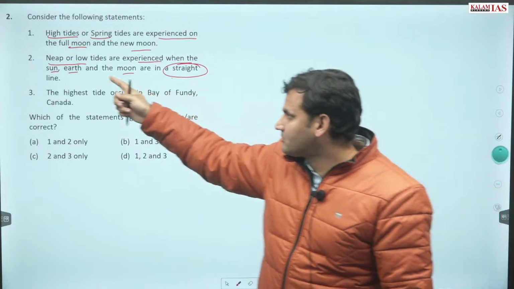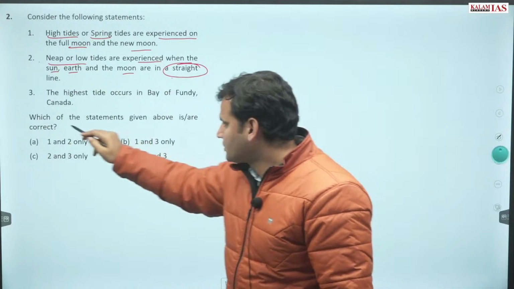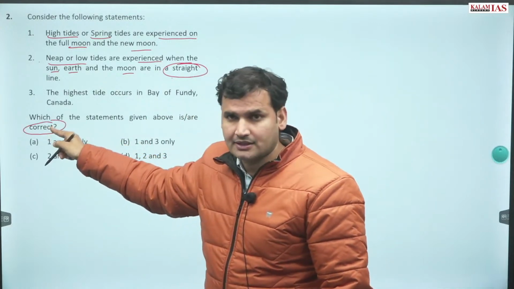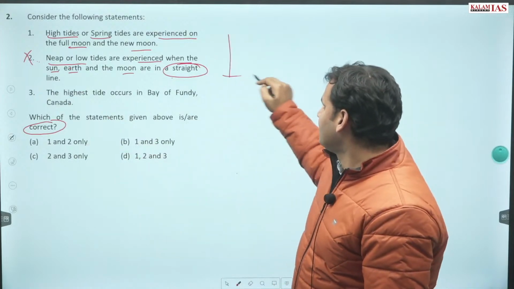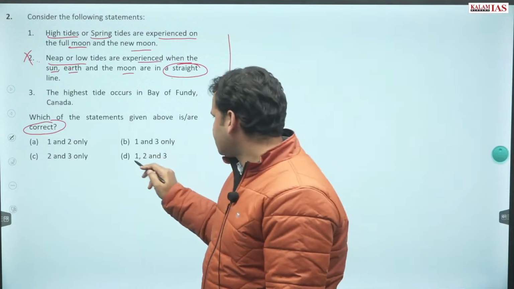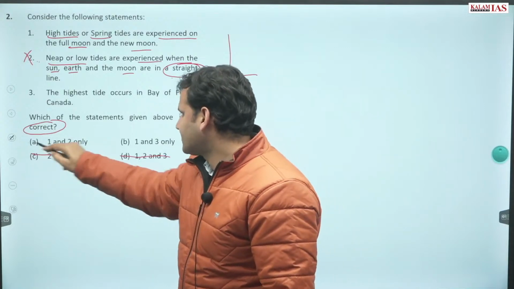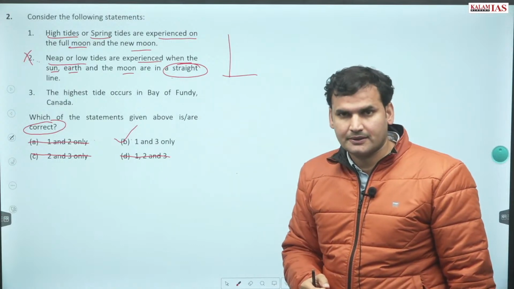और जैसे ही हमें स्टेटमेंट पता लगा कि स्टेटमेंट 2 is wrong और क्वेश्चन में आपसे क्या पूछा है? Which of them is are correct? Second statement is wrong क्योंकि सभी को पता है नीप टाइड्स में they are at right angle or 90 degree. Second statement is wrong, so we can eliminate the second statement and arrive at the right answer.